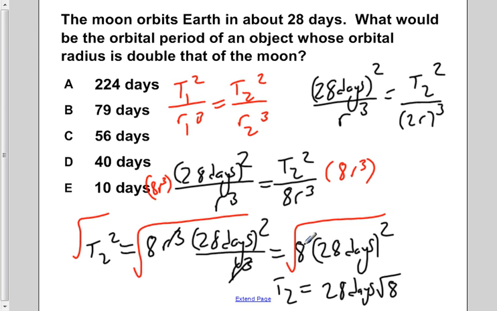That's because you can bring the square root to both of the numbers, so 8 and 28 squared. So the square root of 28 squared is 28, and the square root of 8 is simply the square root of 8. If we now carry out and approximate this multiplication, we would find that the period is roughly 79 days. So this would correspond to answer B, 79 days.